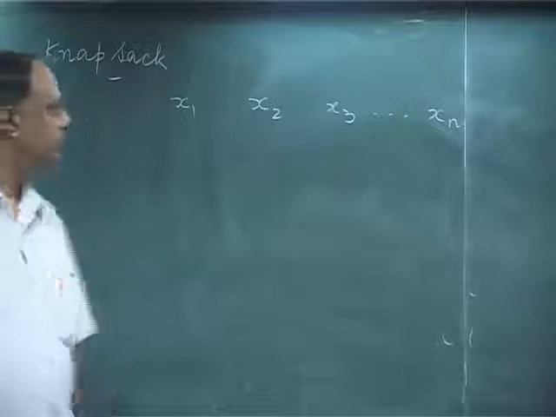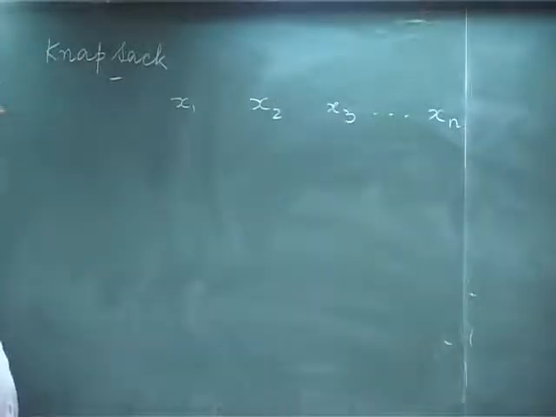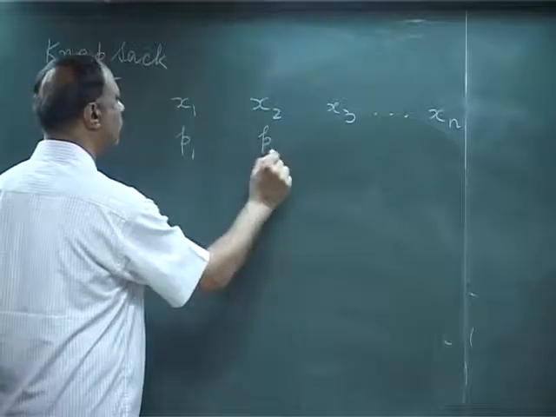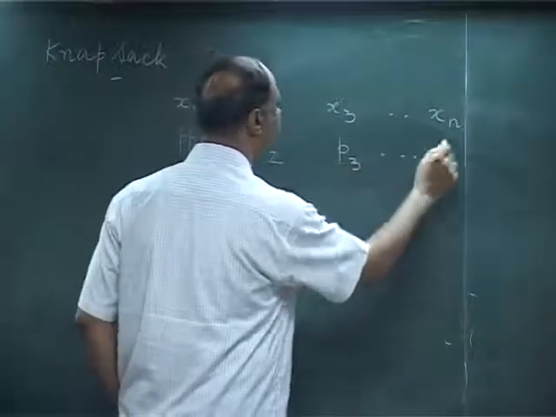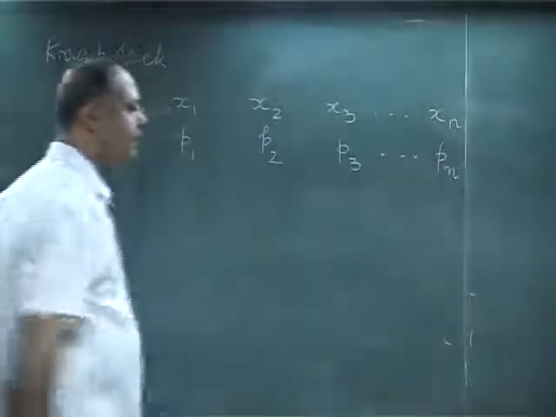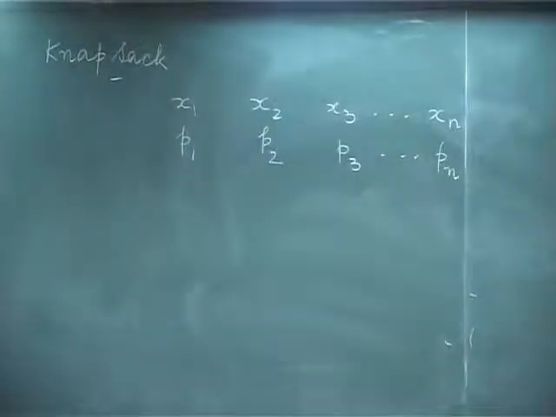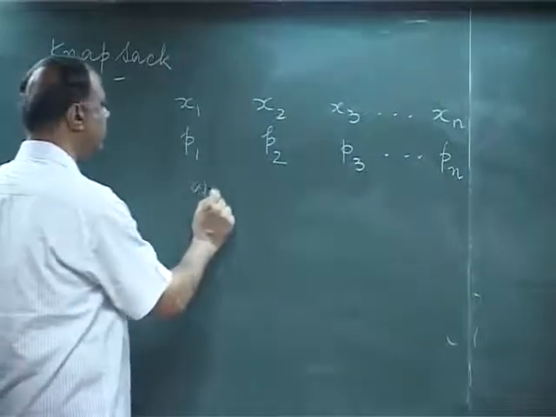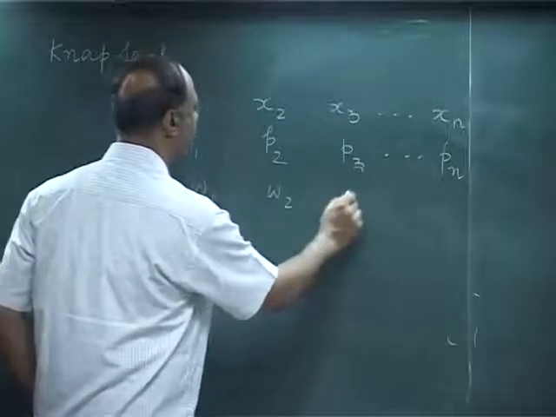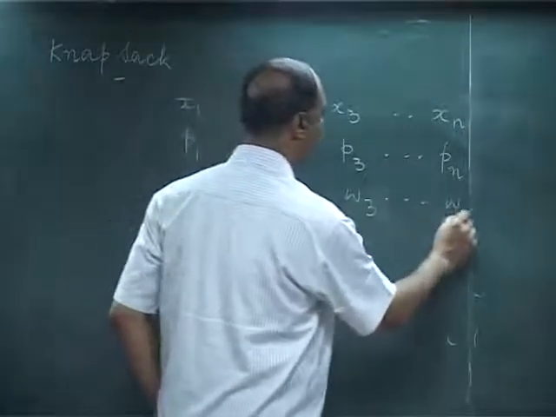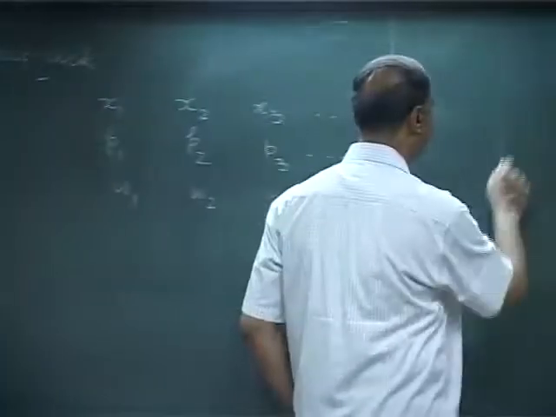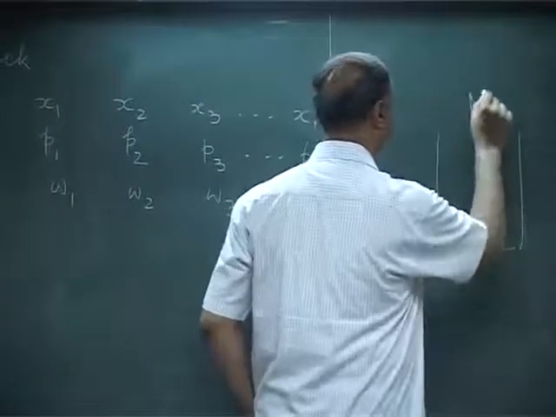To select Xi, you earn the profit Pi. So you have the profits P1, P2, P3, up to Pn. And each entity has certain weights: W1 is the weight of X1, W2 of X2, W3 of X3, and so on. Now there exists a bin of capacity M.